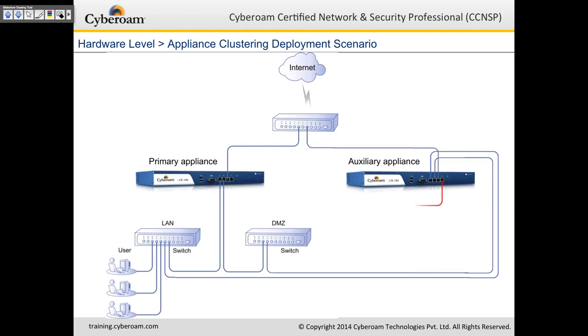Now, you've got to connect both the appliances to the same switch for the WAN scenario, and you've got your primary appliance WAN connected to the switch, which is connected to the internet, and you've got the auxiliary connected to the same switch as well. And you've got to do the same thing for LAN and DMZ as well. You've got to connect both the appliances to the LAN switch and DMZ switch as well.